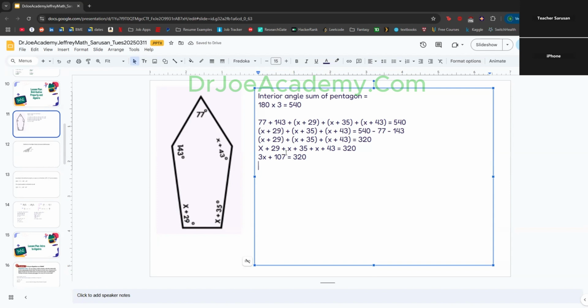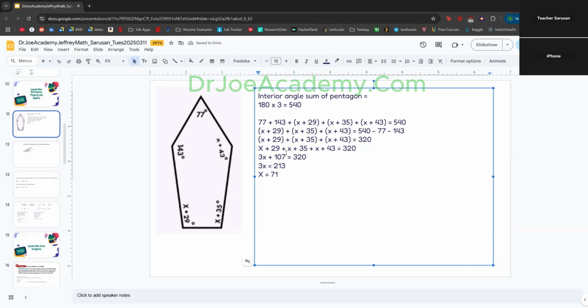And how do we solve for x? Move 107 to the other side as subtraction. So 320 minus 107 is 213. Perfect. And 213 divided by 3 is 71. Excellent. 71. So x equals 71.